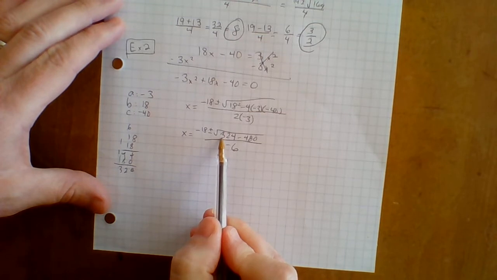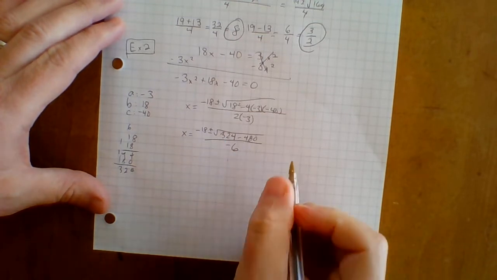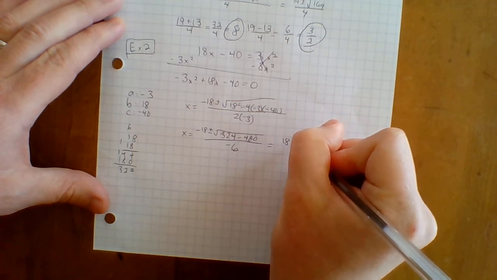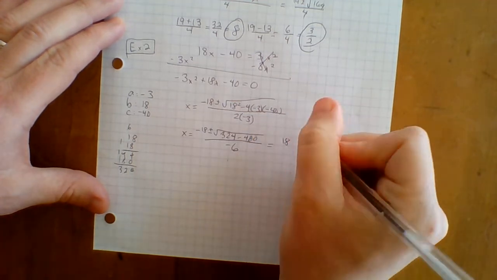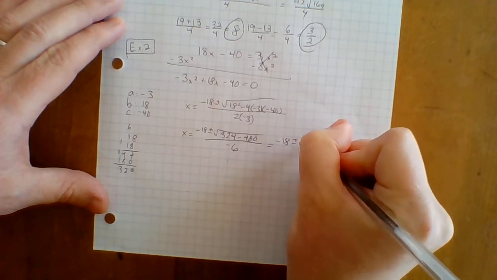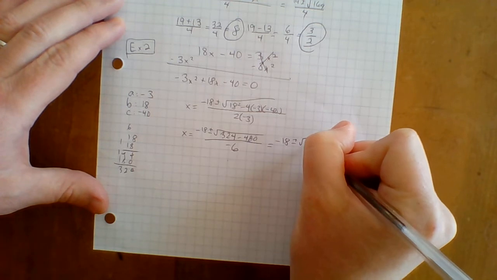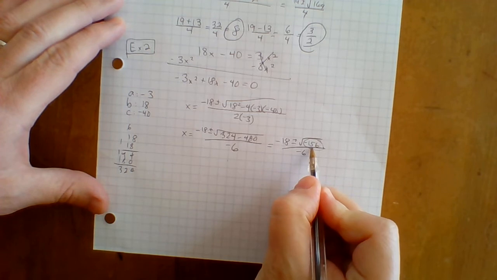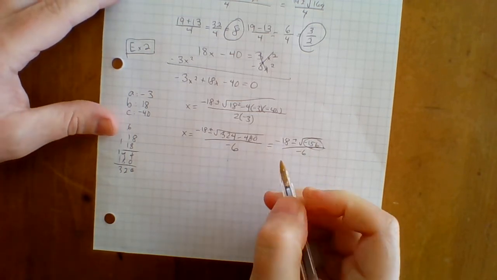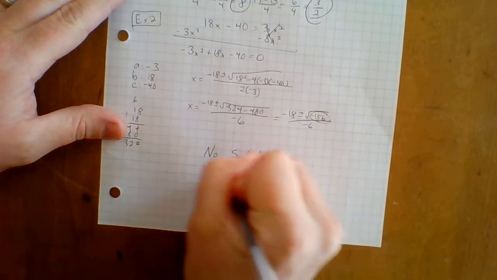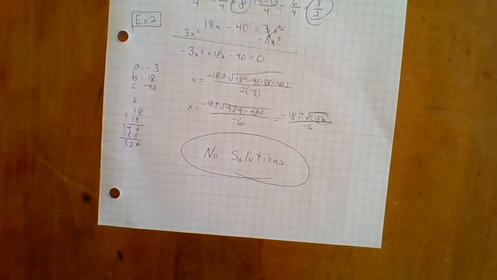And do you notice what happens here? 324 minus 480 is negative 156. So I have negative 18 plus or minus the square root of negative 156. But I can't take the square root of a negative number. Look at that. If that number under the square root ends up being negative, you know what this is? This is a problem with no solutions. Those come up. So now practice those problems on today's assignment and come back tomorrow.